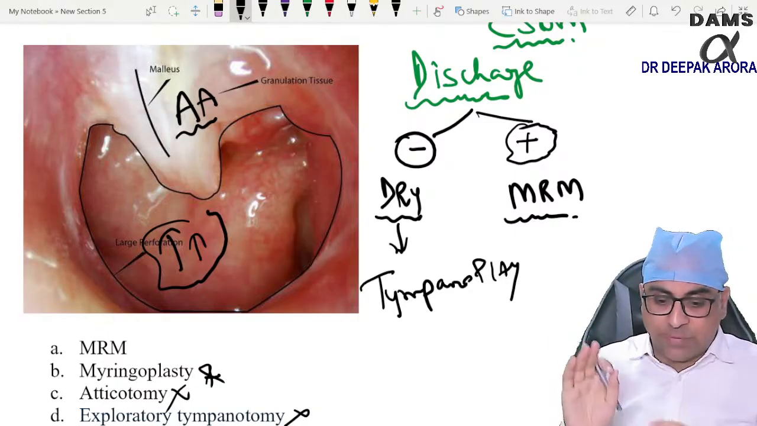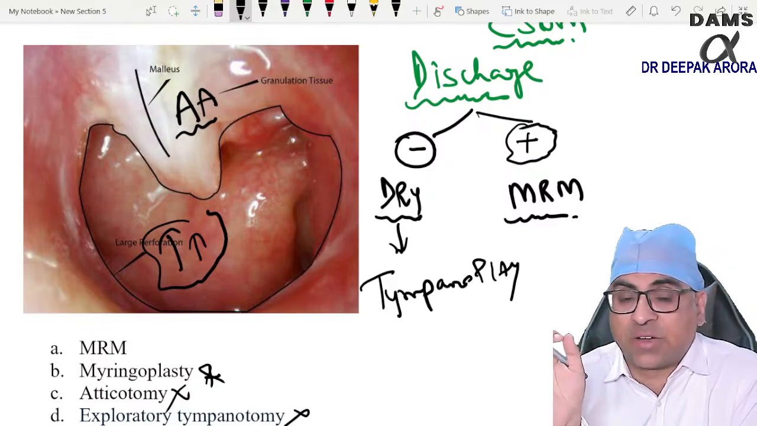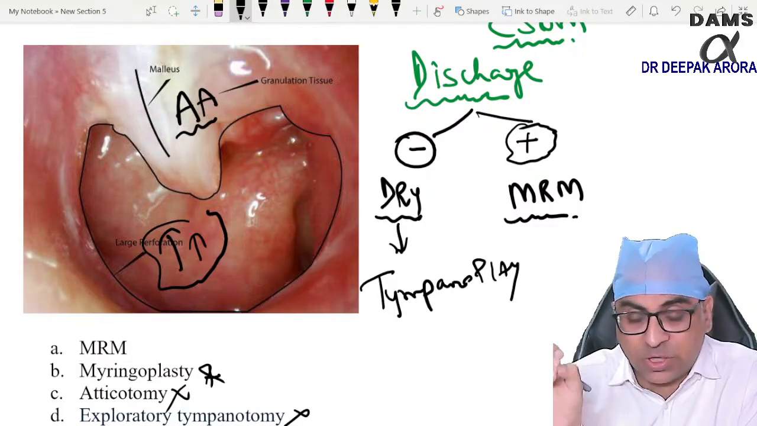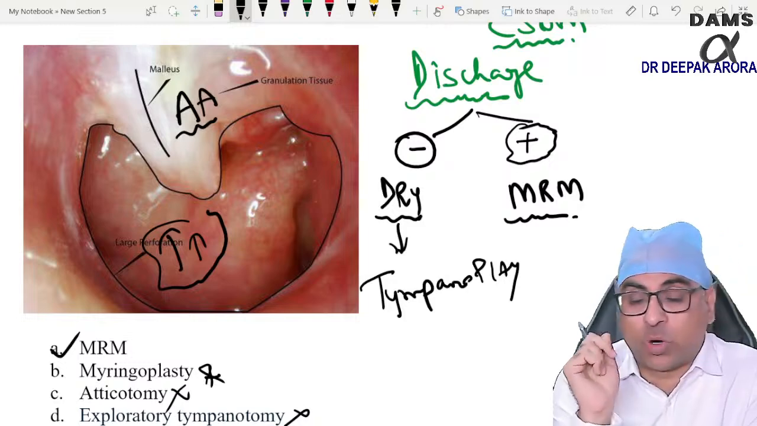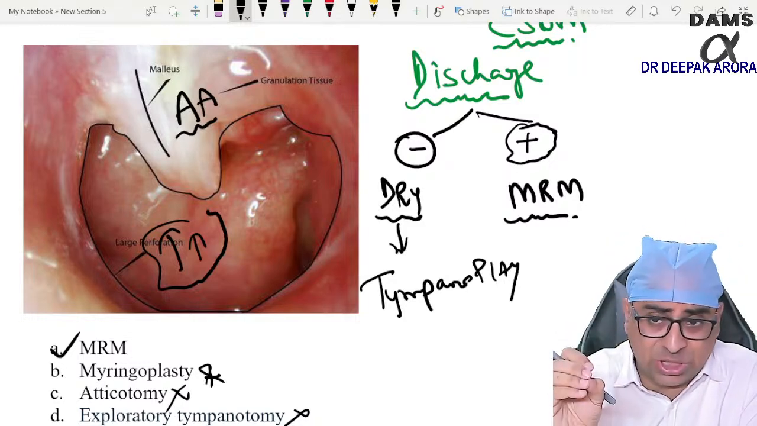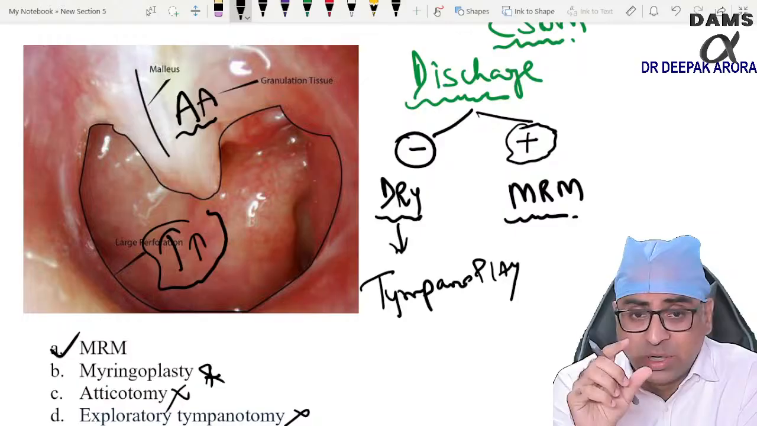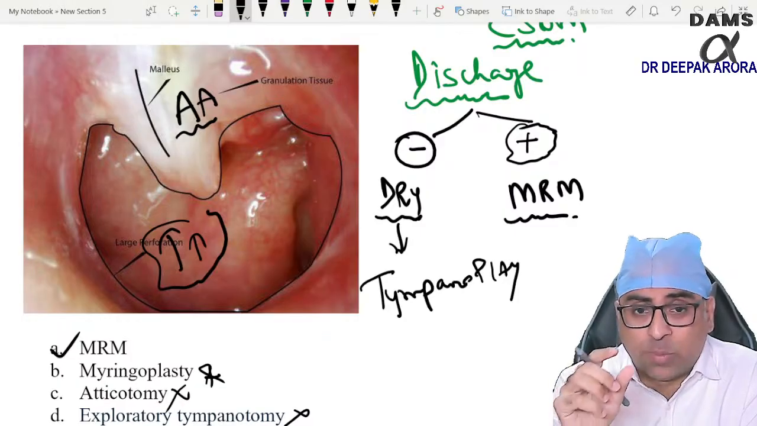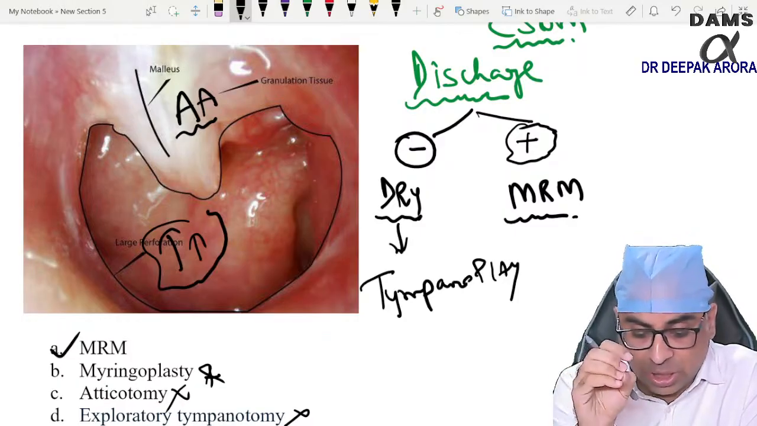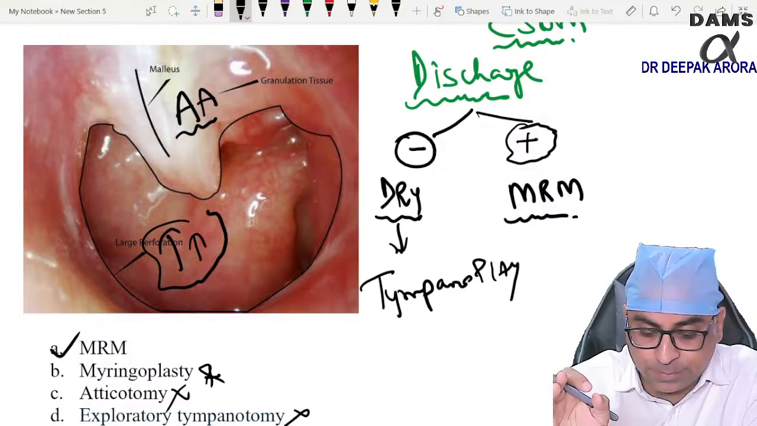Let's dissect now. Everybody is responding in the chat box. That's the best part. But the message I got from most of the students is that the patient was having active ear discharge. So I will change my answer from myringoplasty to modified radical mastoidectomy. Is it clear? Is it clear?